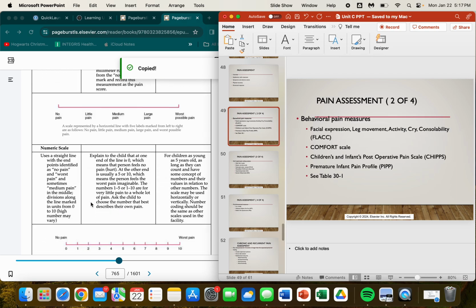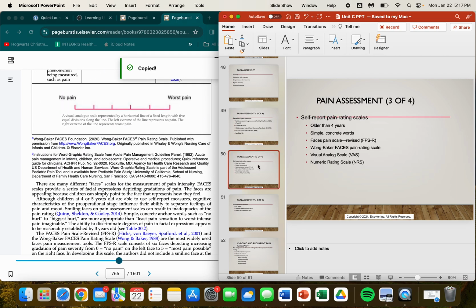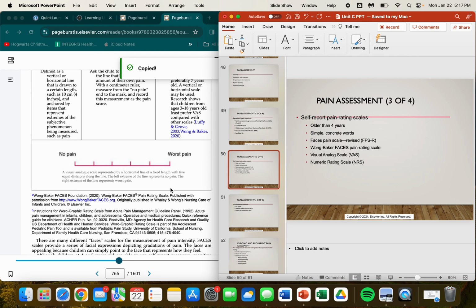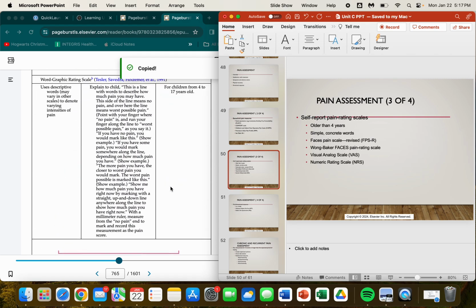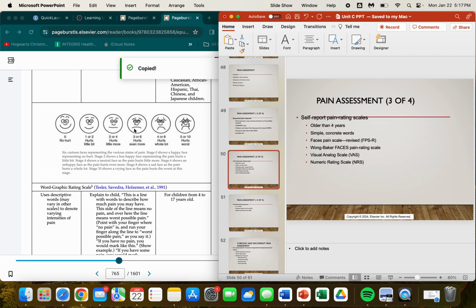We talked a little bit about those self-reported pain rating scales, the numeric scale, 0 to 10, all of those things. So anything older than 4 that uses simple concrete words. That FACES scale can also be used with a 4-year-old. You could say, tell me which one of these you feel like right now. Do you feel happy? Do you not hurt at all? Or are you down here? Right?